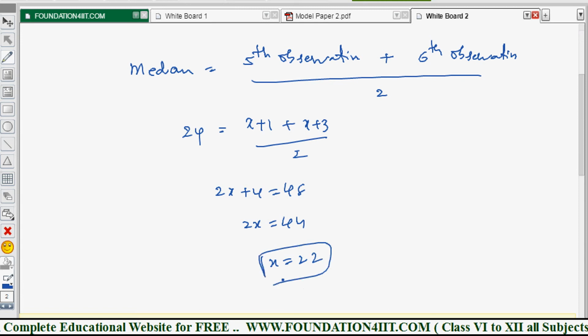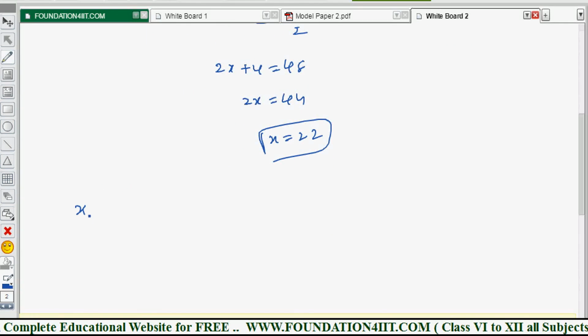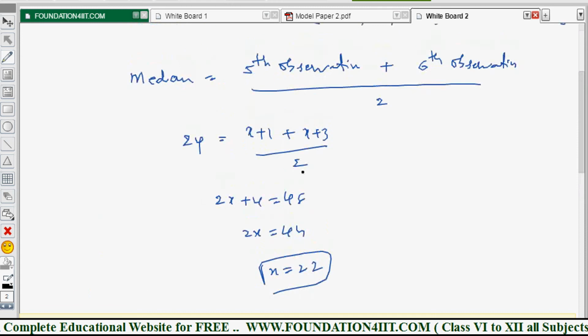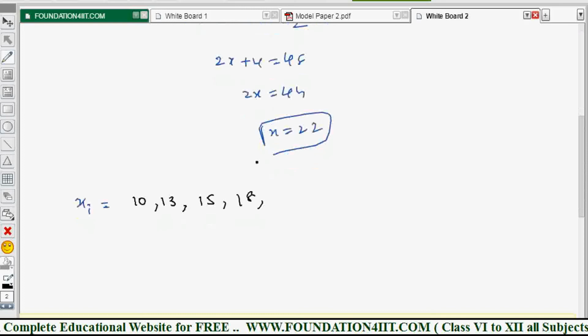Once you know the x value is 22, you can find the mean. Take the complete series: 10, 13, 15, 18. Then x is 22, so one is x plus 1 and one is x plus 3. The x value is 22, so 22 plus 1 is 23 and the next is 25. The others are fixed and already given: 30, 32, 35, 41.